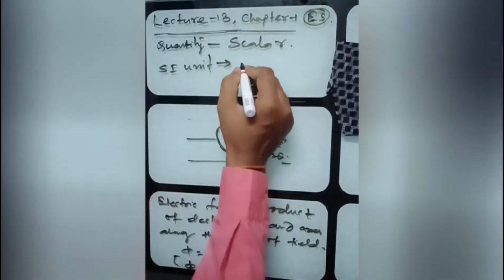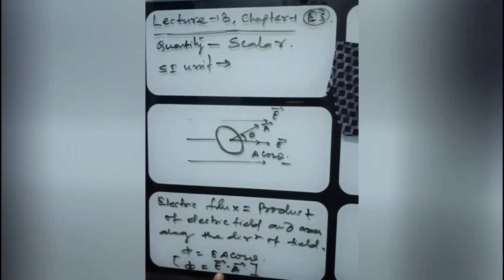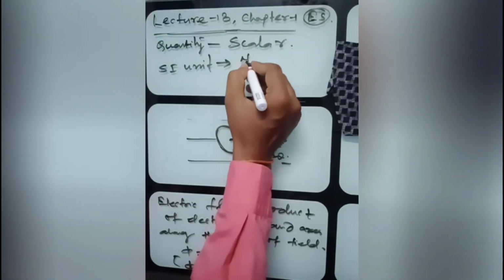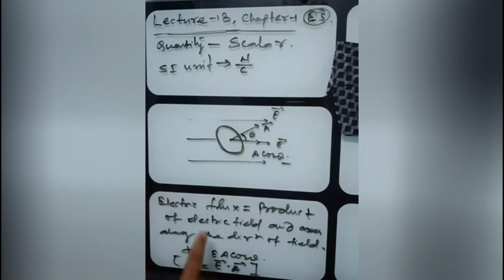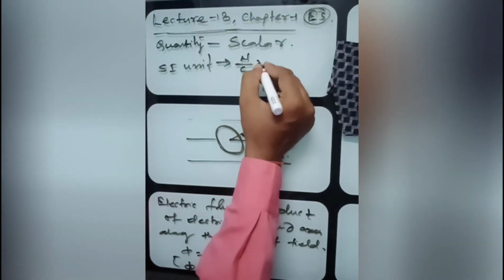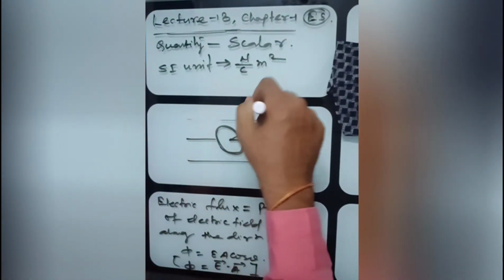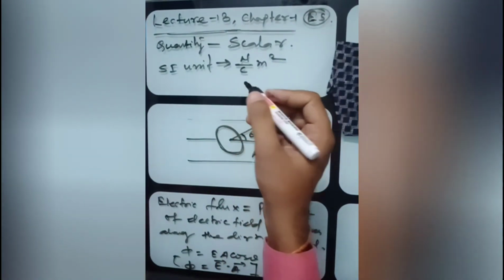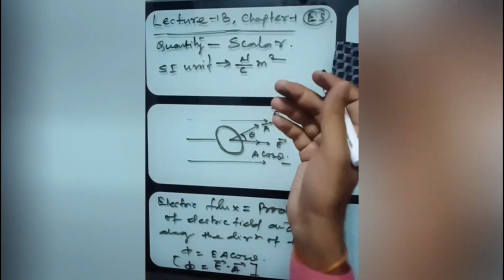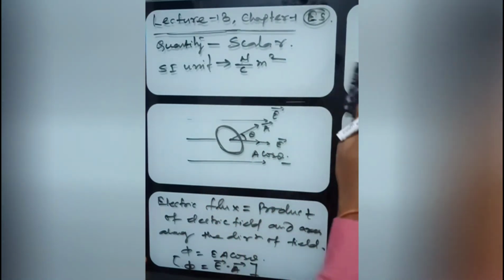Since phi is E A, and the SI unit of E we have studied already: newton per coulomb. This newton per coulomb will be E. That is the force per unit charge, newton per coulomb, and this A will give you the meter square. So the SI unit of electric flux is newton meter square per coulomb. Now try to write by yourself the dimension of electric flux.